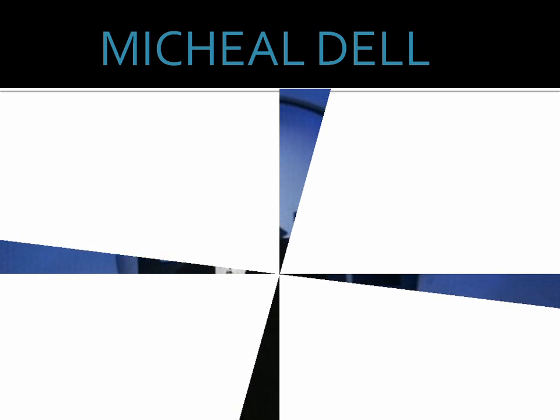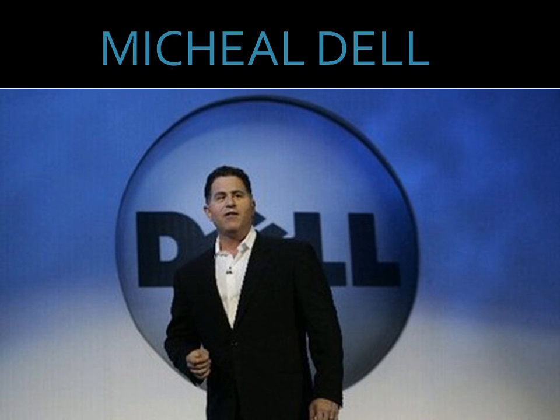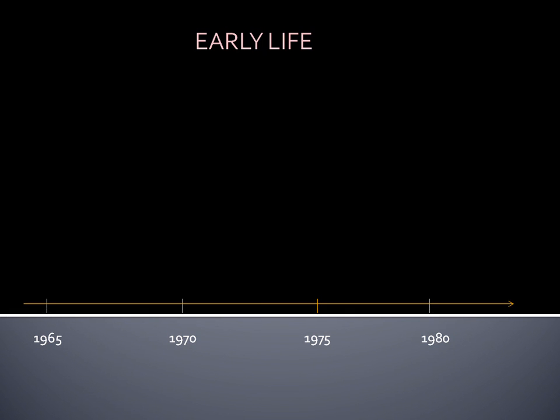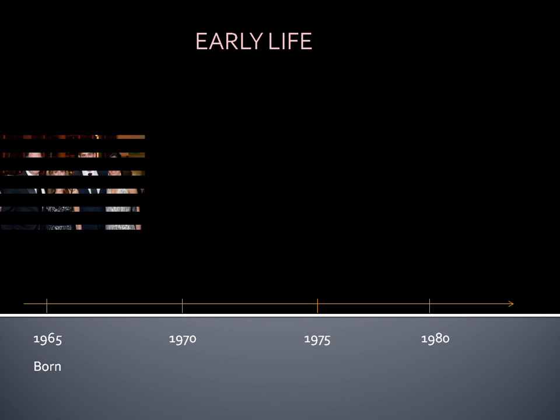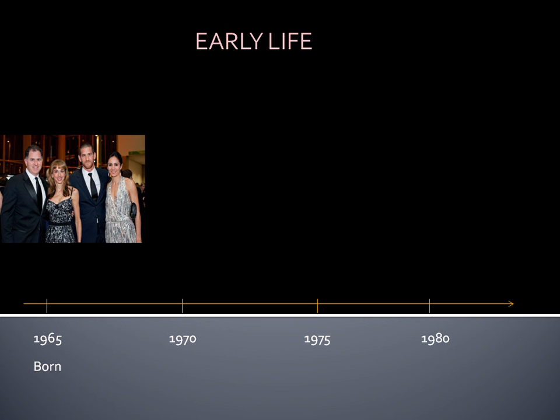I did my PowerPoint on Michael Dell. Let's see. He was born in 1965 and he's Jewish. He has one older brother, and his mom's a stockbroker and his dad's a doctor. Well, that's his brother and his wife next to him.